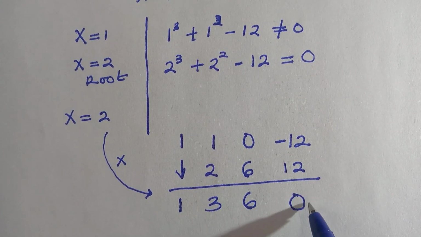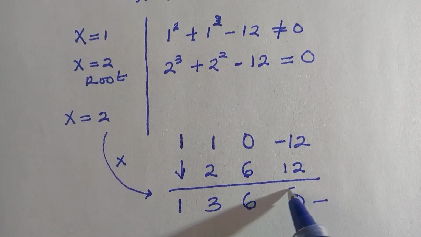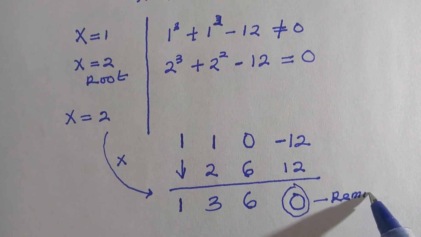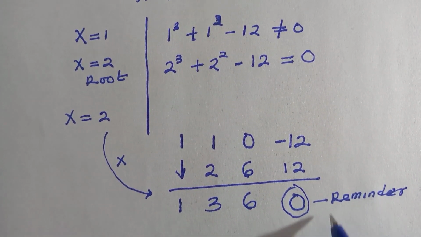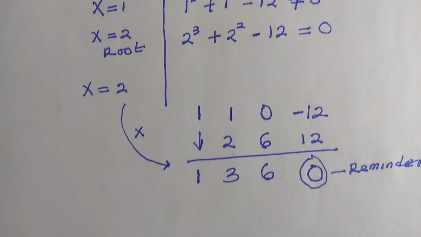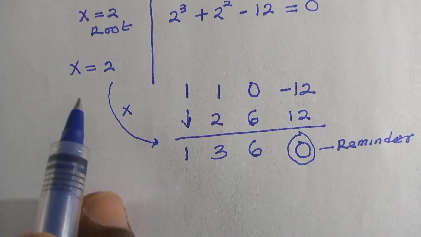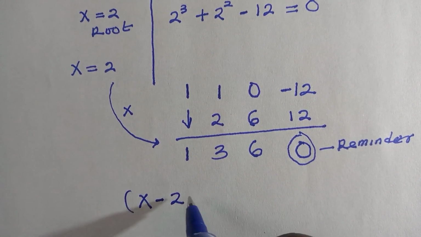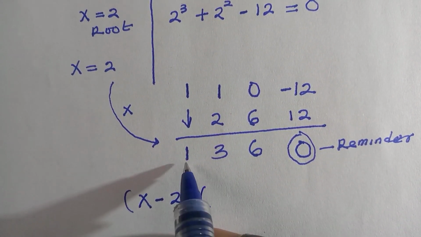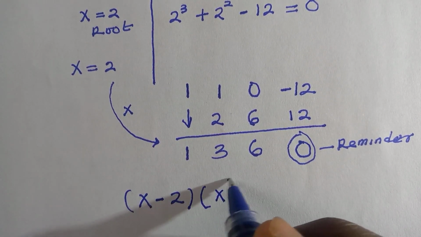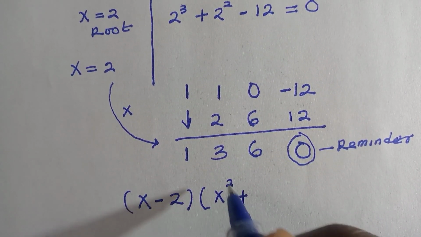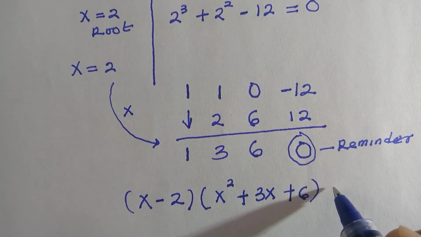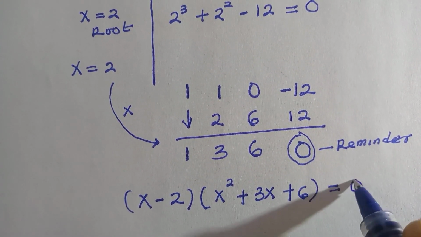And when we get 0 here at the final answer, that 0 is known as the remainder. And so since we get this, which means the remaining values is the quadratic, because we have 3 terms here. Alright, so when we have 3 terms, we are going to consider the first root as x minus 2, and we call this one x to the power of 2, plus here is 3 multiplied by x, and plus 6 equals to 0.